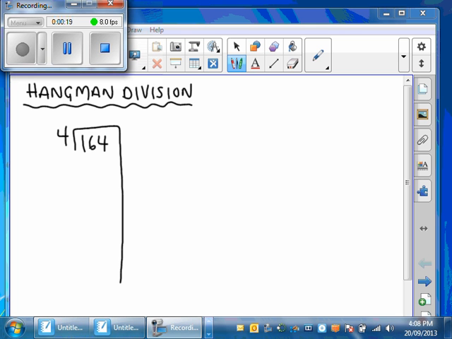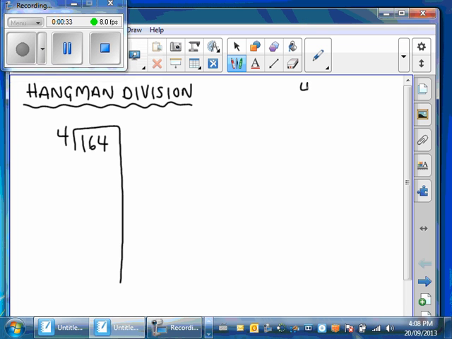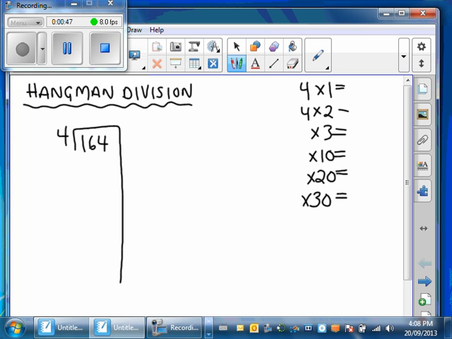at this Hangman division. So before we even get started, let's think about what we know about our simple multiplication, and then what we're going to do is take those numbers right out of 164. So we're going to start off with some simple multiplication. 4 times 1 is 4, 4 times 2 is 8, and 4 times 3 is 12.